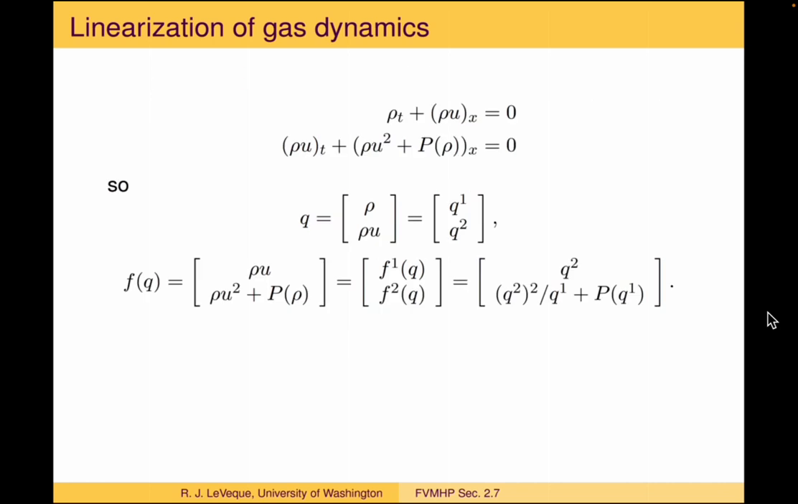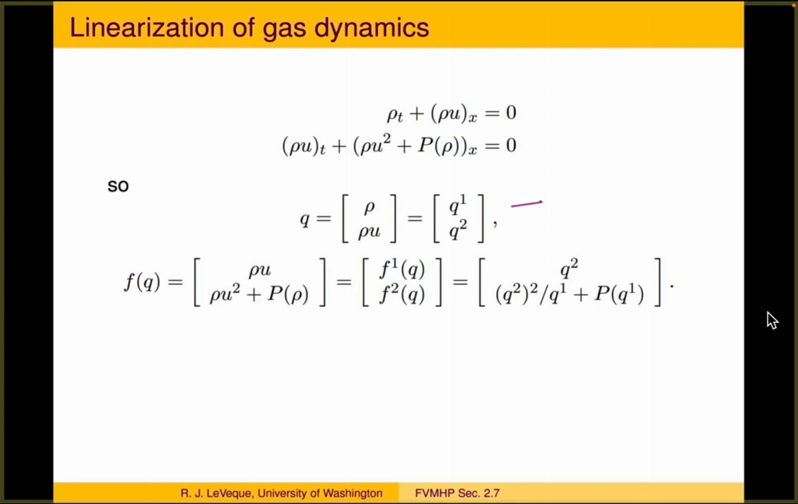Well, here I wrote out the equations again, and it's important here to note that when we compute the Jacobian matrix, we should think of the two conserved quantities, Q1 and Q2, as the quantities that we're differentiating with respect to in defining the Jacobian matrix. And so the flux function, F, should also be written in terms of the Q variables. So since Q1 is rho and Q2 is rho U, the first component of the flux, this rho U, is just Q2, the second component of Q.